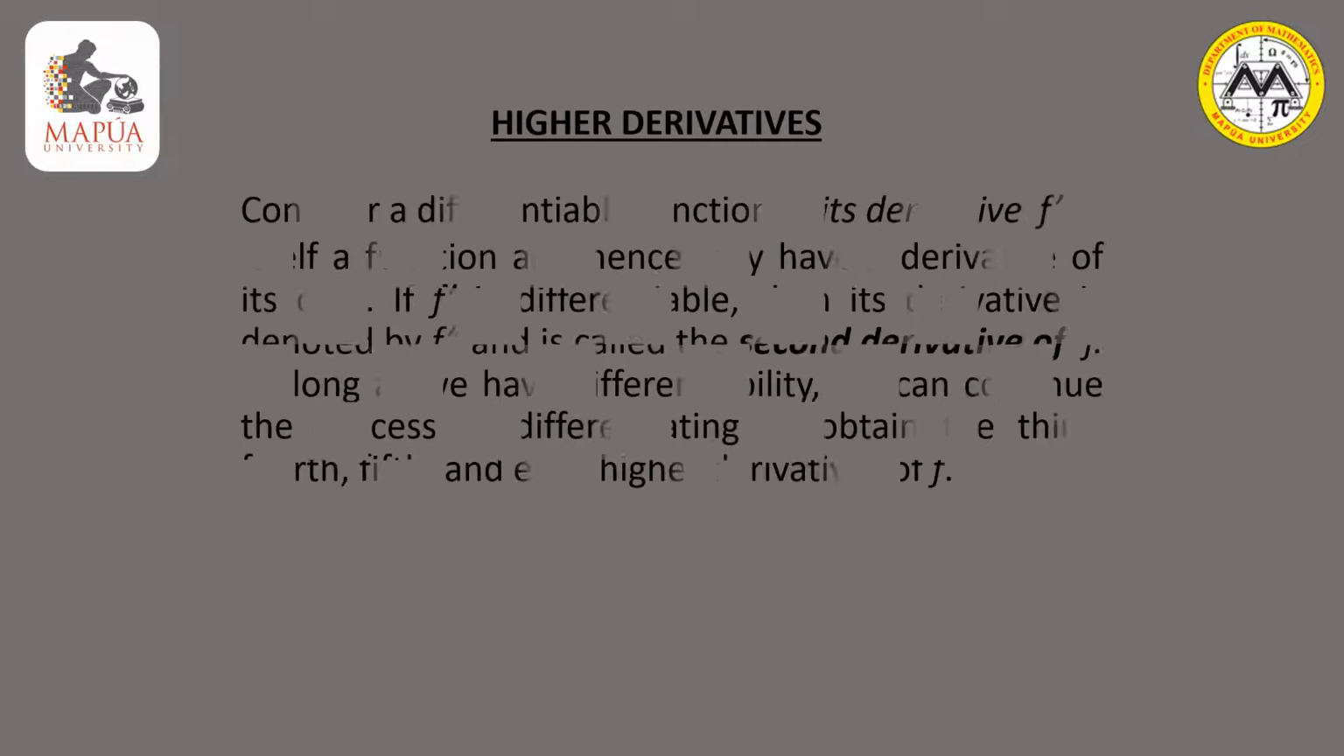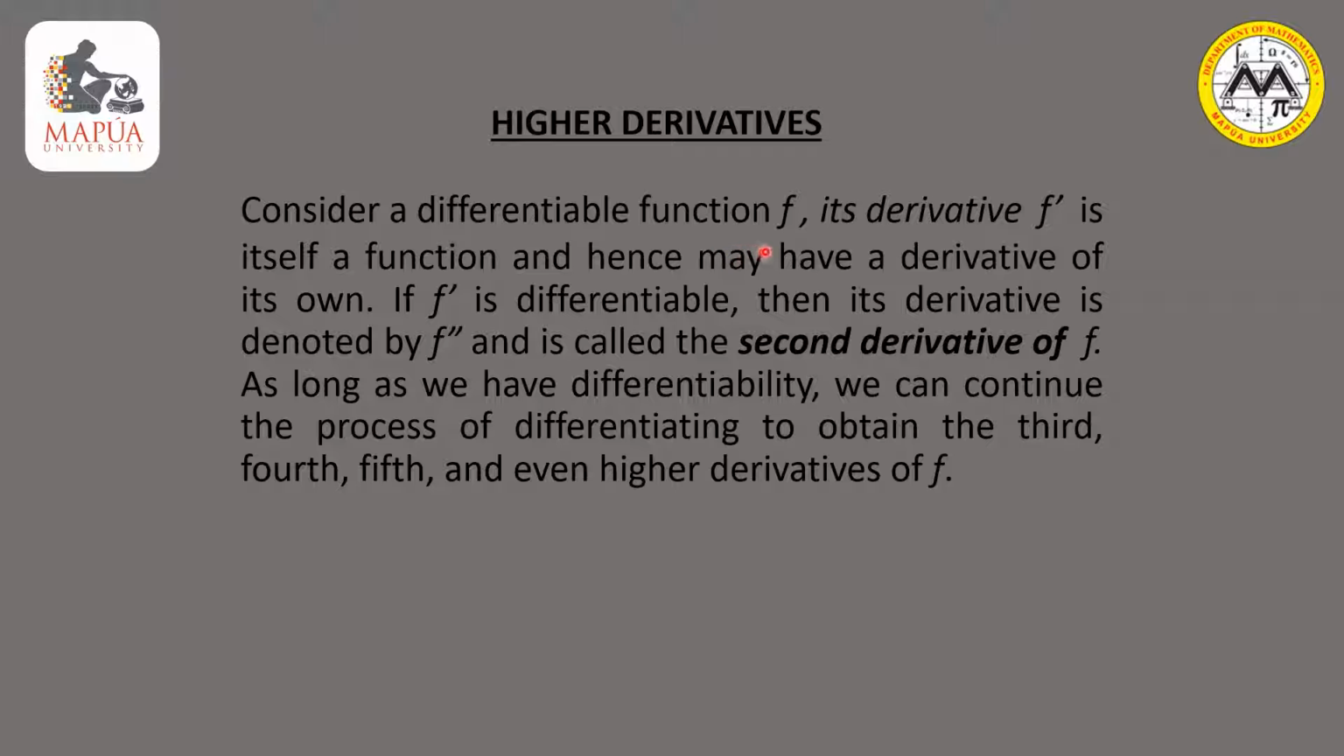And if the function f is a differentiable function, then its derivative f prime is itself a function and may be differentiable. Hence, when you differentiate f prime with respect to x, you get what we call the second derivative of f with respect to x, denoted by f double prime. And for as long as the resulting derivative functions are differentiable, we can continue the process of differentiating the said function to obtain much higher derivatives.